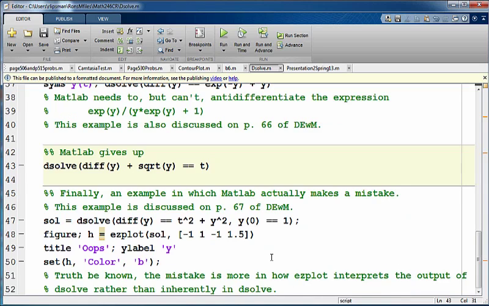And finally, an example in which MATLAB actually makes a mistake. This example is discussed on page 67 of the MATLAB book. It's y prime equal t squared plus y squared, y of 0 equal 1, so it's an initial value problem. And I tried to use EasyPlot. I entitled it Oops, and I changed the color because it didn't come out so well. Let's see what happens.